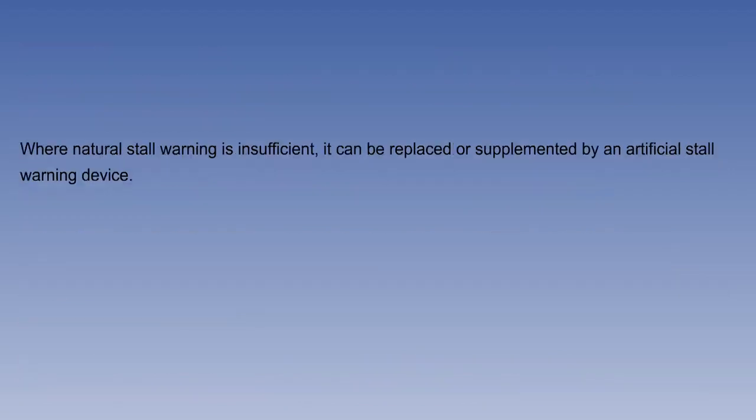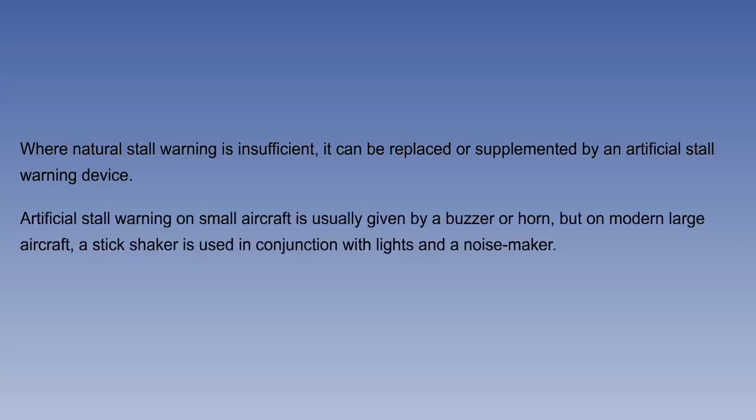It is possible that adequate stall warning will be provided by the airflow separating fairly early and causing buffet over the wing and tail plane, but this is often insufficient, and so a device which simulates or substitutes for aerodynamic buffet is usually fitted. Artificial stall warning on small aircraft is usually given by a buzzer or horn, but on modern large aircraft, a stick shaker is used in conjunction with lights and a noisemaker.